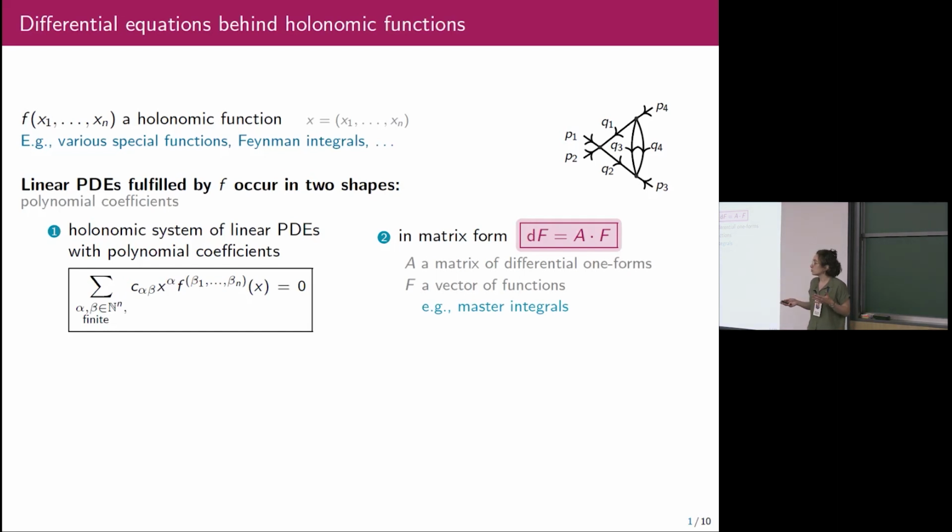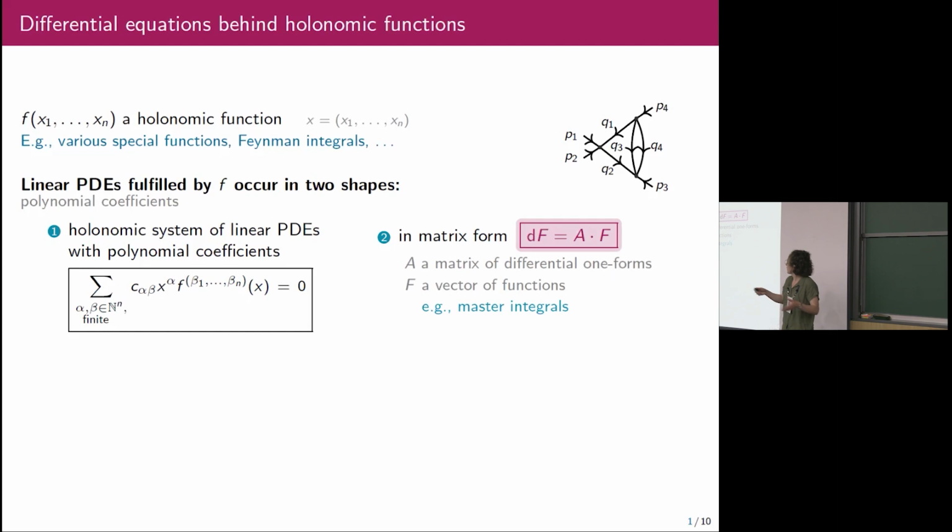They occur mainly in two shapes. One way to write them is really to write them as a system of homogeneous PDEs, as you see on the left-hand side. It's a finite sum, and f to the beta denotes a mixed partial derivative of f, and the c's are complex coefficients.